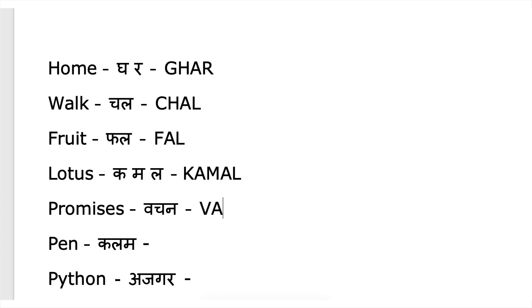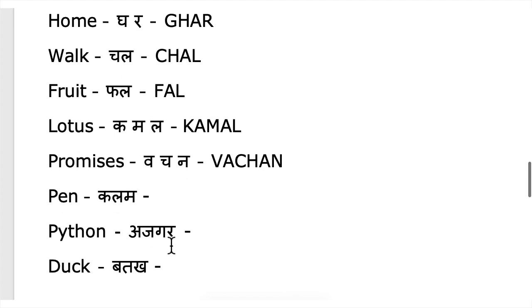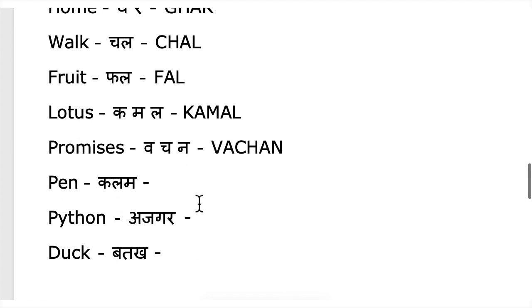Vachan. It's very simple. You just separate these letters, then you can read it right away: vachan. Right? Now pen. Pen is called kalam. Kalam is written like this. Kalam is called pen.